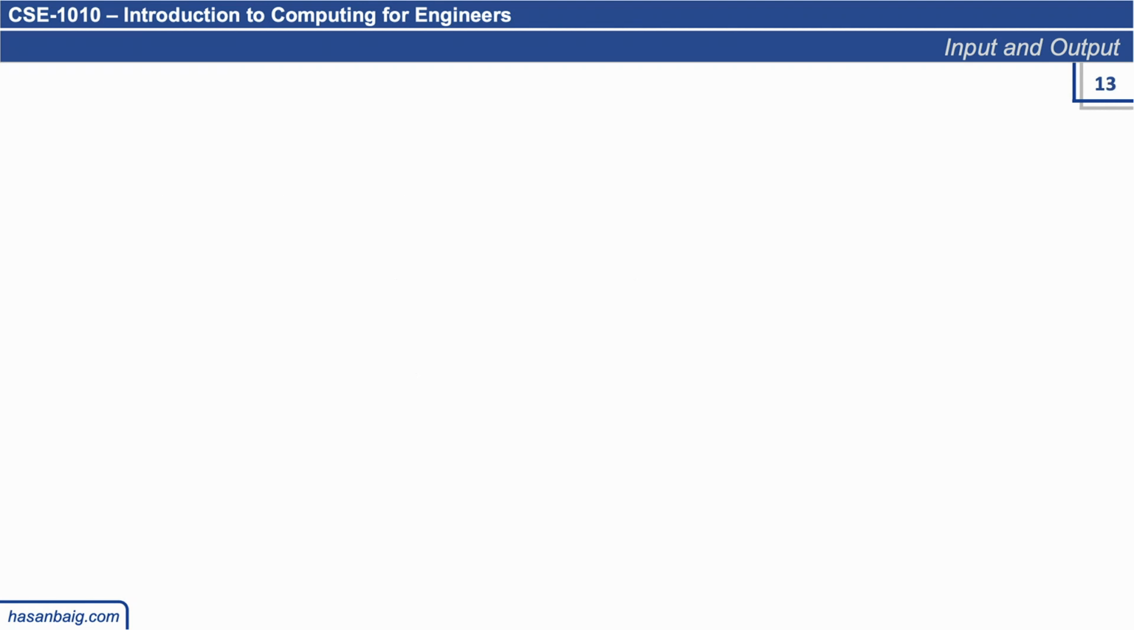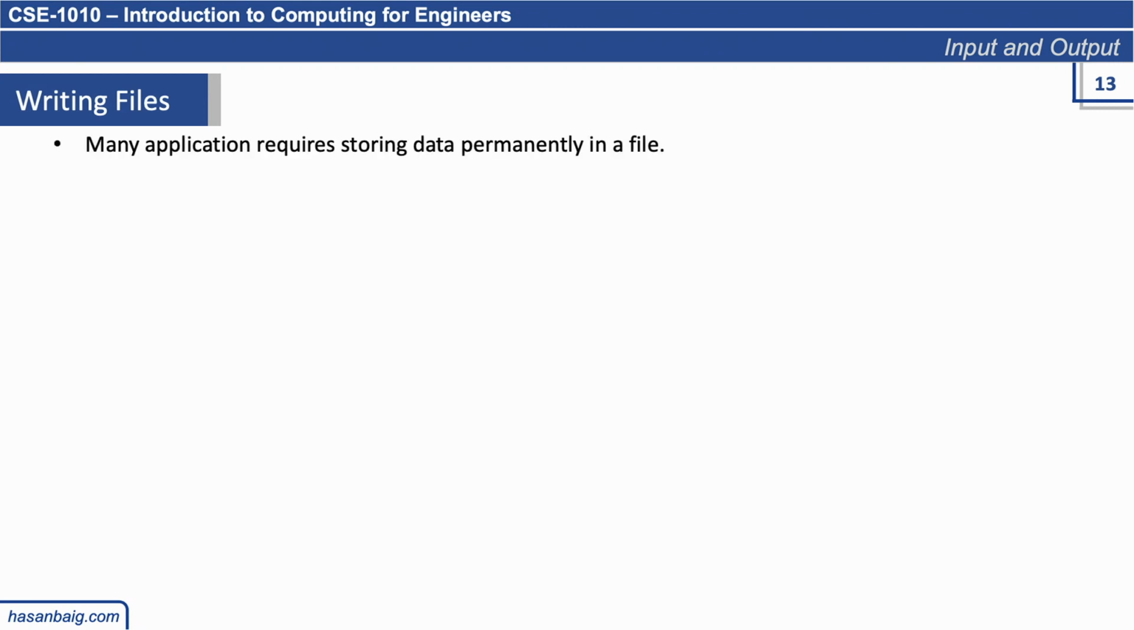Let's talk about writing files also, and then I'll walk you through the demo. We have already discussed how we can read a file, and let's see how writing files works. Many applications require storing data permanently in a file. So the file name dot write method, just as we had a read method, helps us write a string argument to a file.